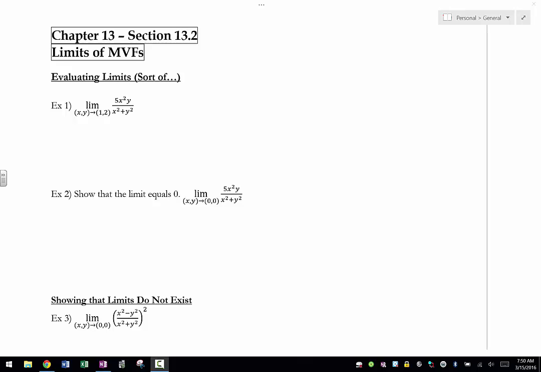So let's say I want to evaluate the limit of 5x squared y over x squared plus y squared as the point (x, y) approaches (1, 2). Well, first thing you're going to do whenever you're trying to evaluate any limit is you're going to plug the numbers in. Not because that always gives you the value of the limit, but because it gives you a starting point. So if I plug 1 in for x and 2 in for y, I have 5 times 1 squared times 2 over 1 squared plus 2 squared, which is 10 over 5, which is 2.